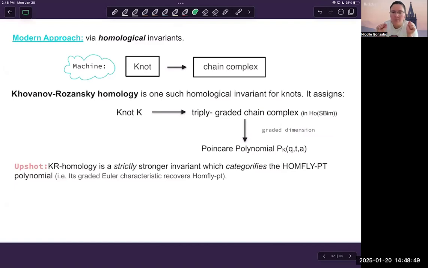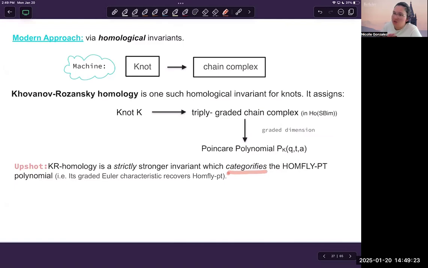But despite that problem, it still tells more knots apart. It tells everything apart that the previous polynomial invariants did, but there are more knots that it distinguishes, if that makes sense. It's a finer sieve. It's not a perfect sieve, but it's a finer sieve. So that's why we say it's a strictly stronger invariant. And in particular, it does what's known as categorifying the HOMFLY-PT polynomial.